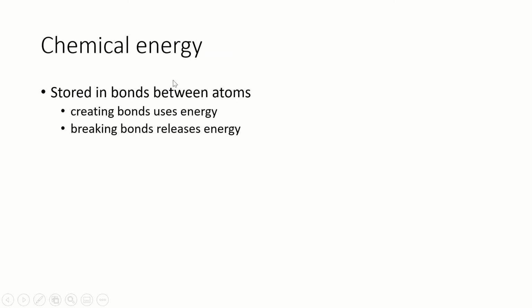All right. Chemical energy is stored in the bonds between atoms. So chemical energy is a form of stored or potential energy. Creating those bonds is going to absorb energy, and it requires energy, and that energy is going to be stored in the bond, and then when we break that bond, we release the energy. This is a very important principle. You really, really need to know this one. Creating bonds uses energy and stores some of that energy. Breaking bonds releases that energy.